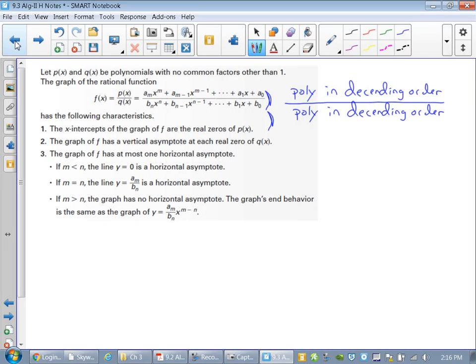So what we have again are polynomials of higher degree. Anything that starts with a higher degree than 1, really. Your x-intercepts are always going to be the zeros of the numerator. So we have x-intercepts at the zeros of the numerator.